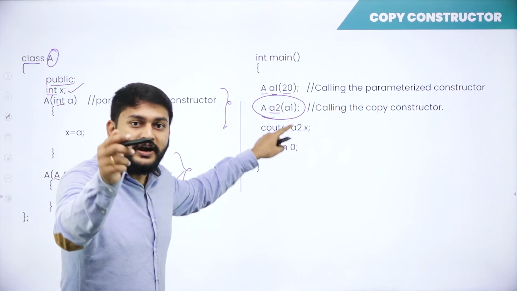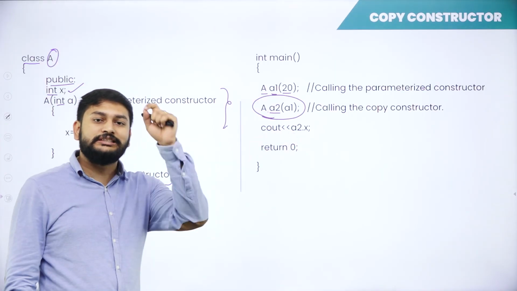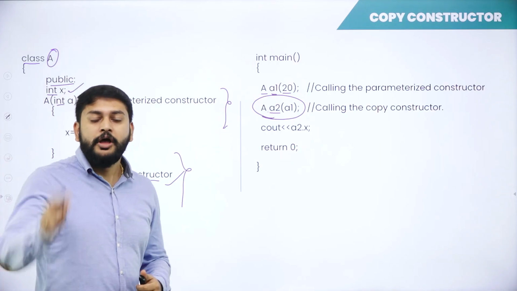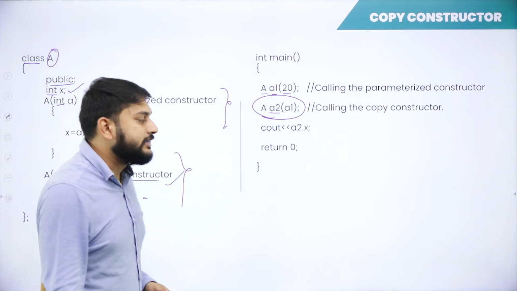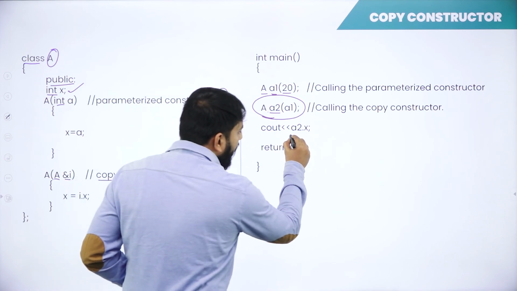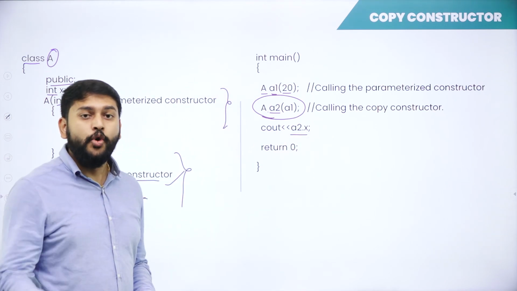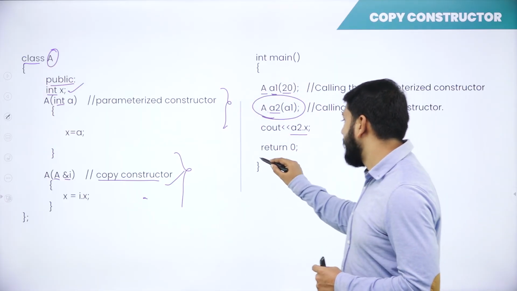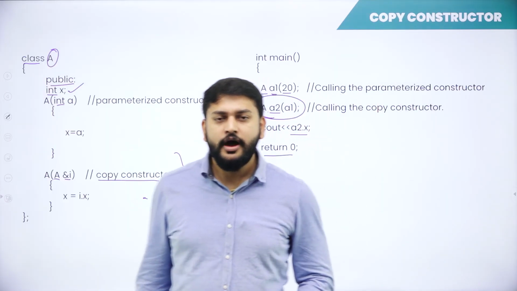The copying of content from one object to another object is done only with the help of the copy constructor in this program, my dear students. This is what you need to understand. Then after that, I am just trying to print the X value which I have in the A2 object, and then I will close my class.